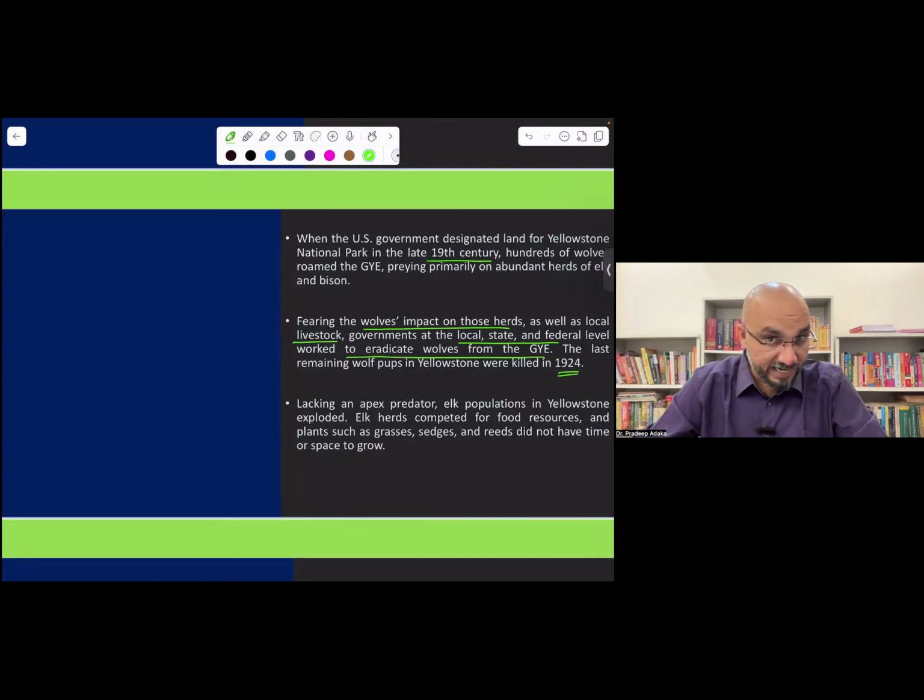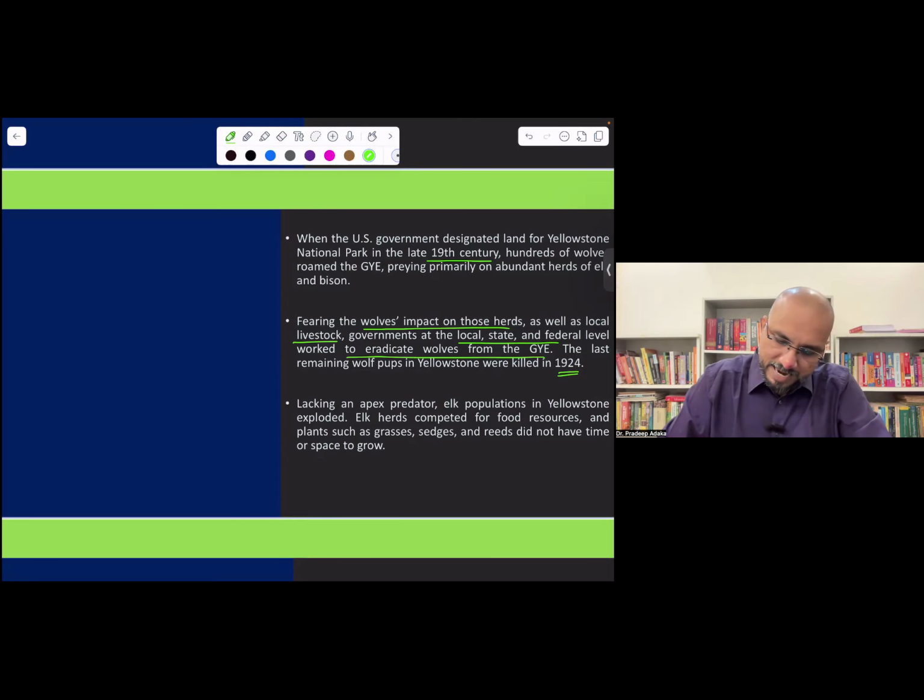Now, the main predator is gone. There are other predators, cougars are there, but wolves were the main predator. Now the predator has disappeared. So there is no one to control these herbivores, right? Elk, bison, there is no one to control these. So their population increased.